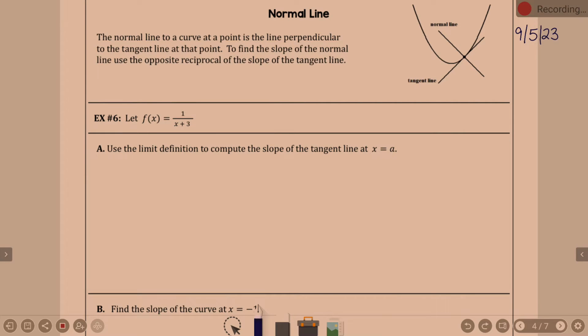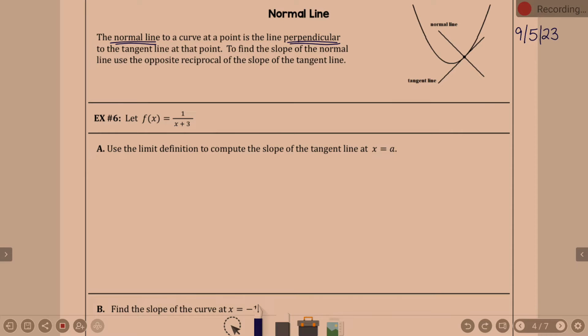Okay, so new vocabulary. Is this new vocabulary or was it in pre-calc? I think this is calculus vocabulary only. So normal line. You have been working with normal lines since Algebra 1. You just haven't called them normal lines. Okay, so it's just vocabulary here. The normal line to a curve at a point is the line perpendicular. So when we talk about a normal line, normal is another word for perpendicular.